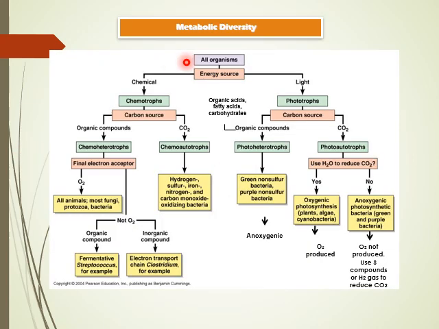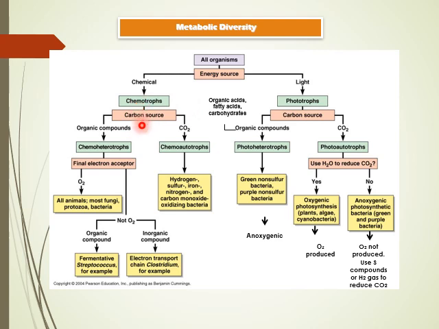Now let's have a look at the different groups based on the energy and the carbon source. Based on energy, there are two types: those that use chemicals and those that use light as energy. The group that uses chemicals is called chemotrophs. The group that uses light is called phototrophs. It's easy, right? Chemo for chemical, photo for light. Then we have the classification based on carbon source.